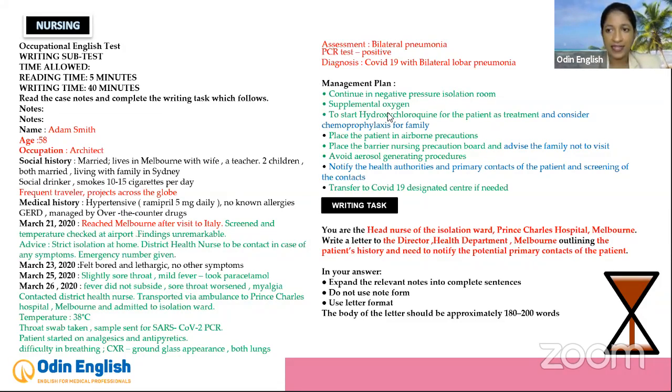So you all can start writing your conclusion paragraph or the request paragraph, including the recommendations to the director. What are the things the director should do for this particular patient?